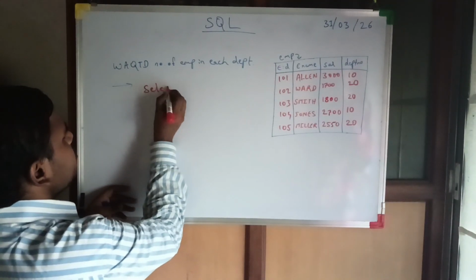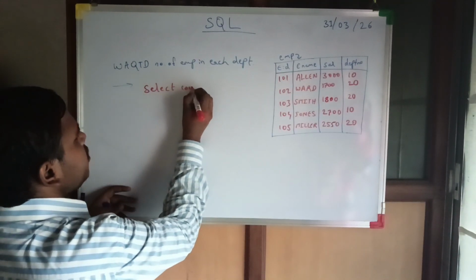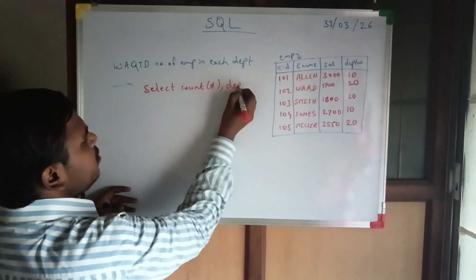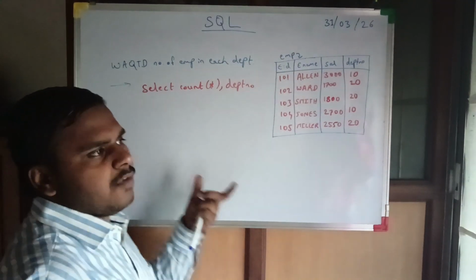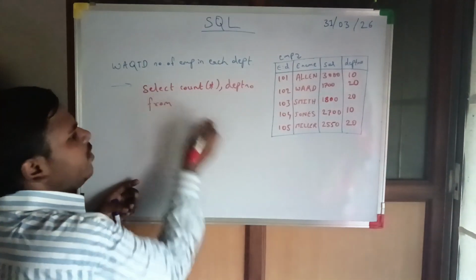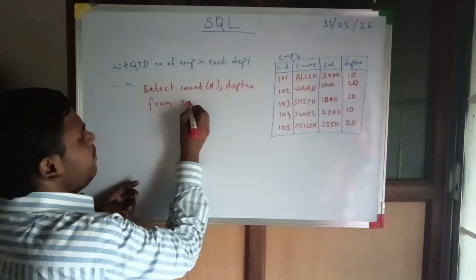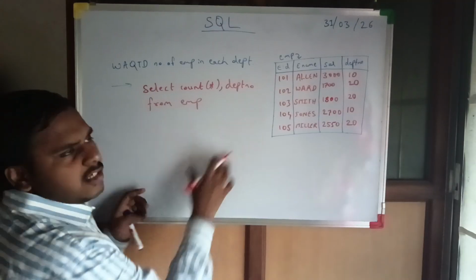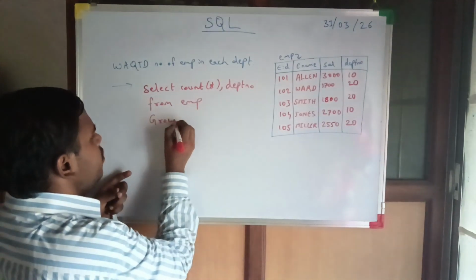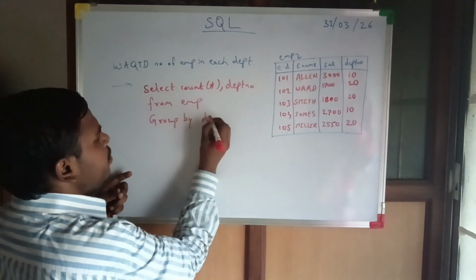So what will we write? Select count of asterisk, comma, department number. We also need to know the number of employees of which department. From which table do I want it? Employee table. Is a where clause needed? No, a where clause is not needed. Directly group by department number.